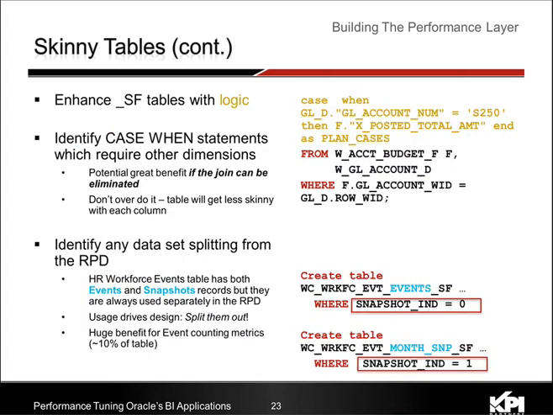We can enhance these tables with additional logic where it makes sense. If we can eliminate a join, then do so. If it's just a very simple A plus B, then don't bother doing that. That doesn't make sense.